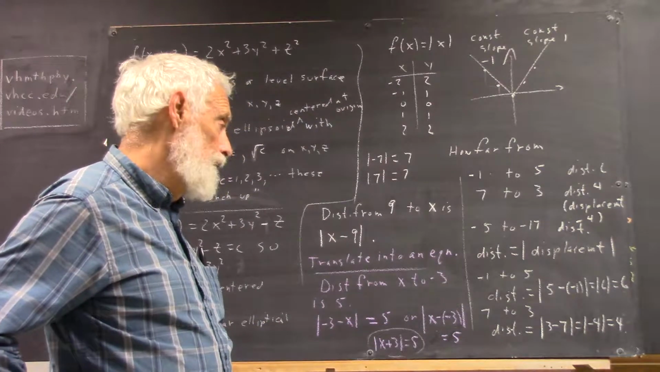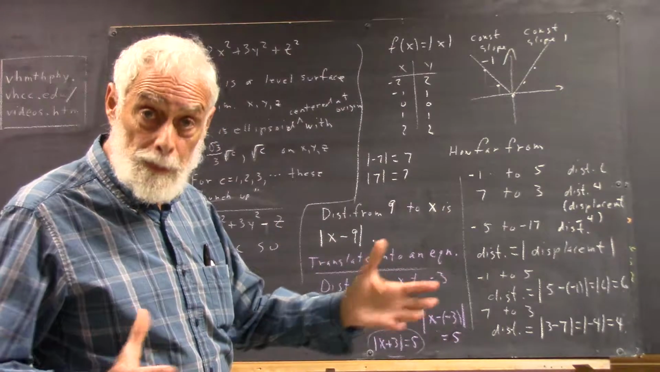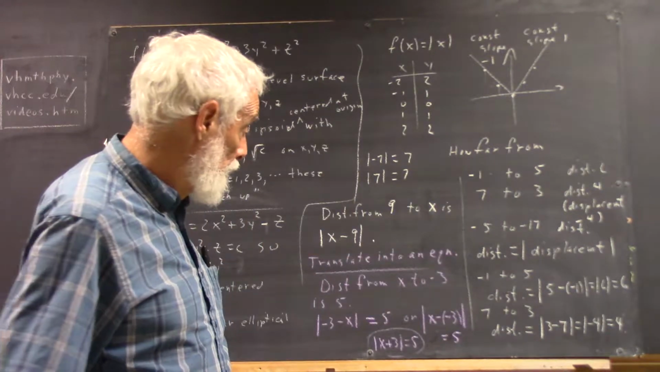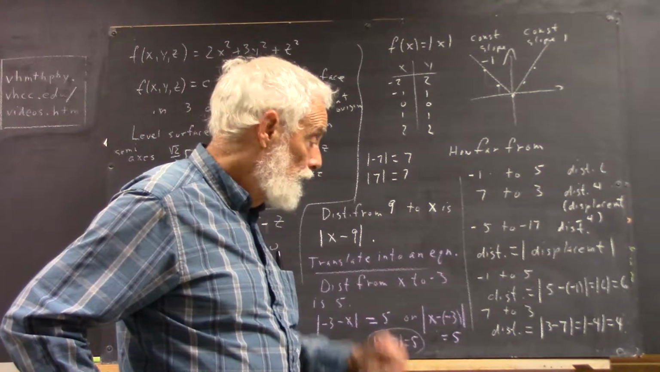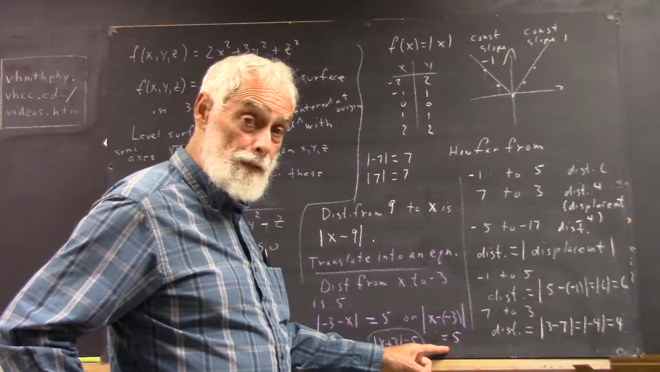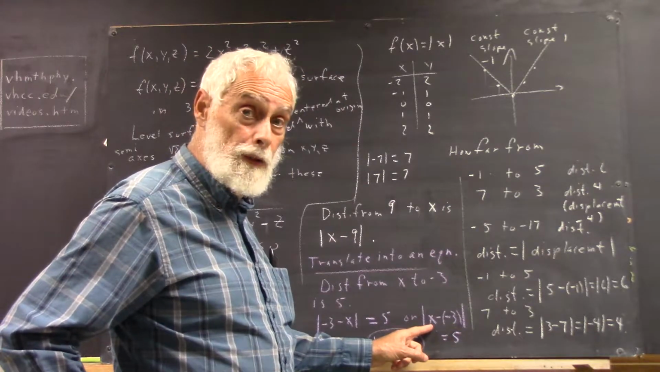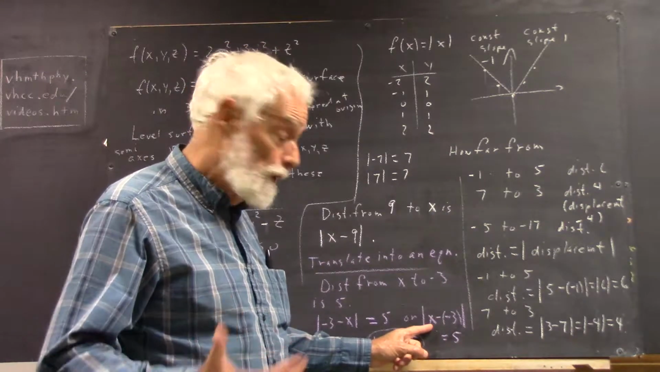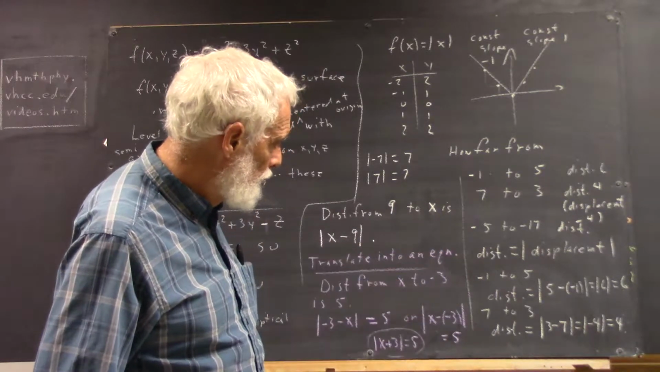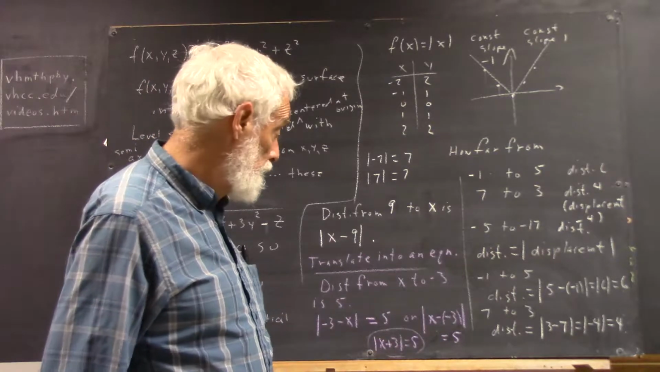Now, we could say the distance from x to negative 3 is the same as the distance from negative 3 to x. The distance between two points is the same whichever direction you go. Displacement is different, but the distance is the same. So we could say it's the absolute value of x minus negative 3, which would equal 5. Again, we need the absolute value signs because we don't know which side of negative 3 x is on. x is a variable. It could be anywhere. And of course, x minus negative 3 gives us x plus 3, so we could also write this as the absolute value of x plus 3 equals 5.